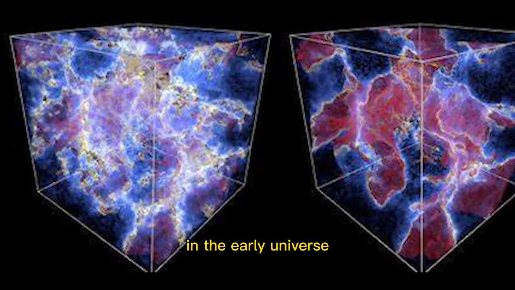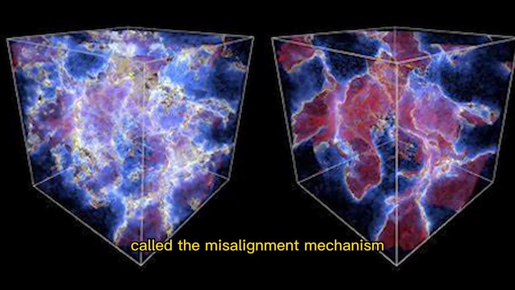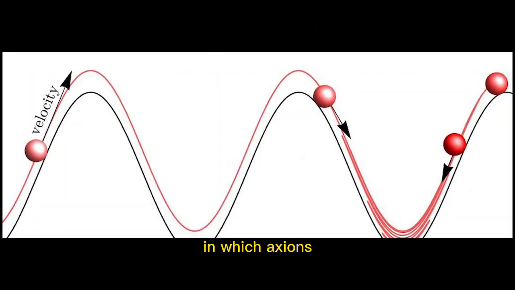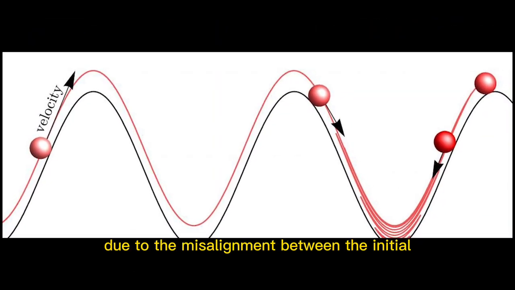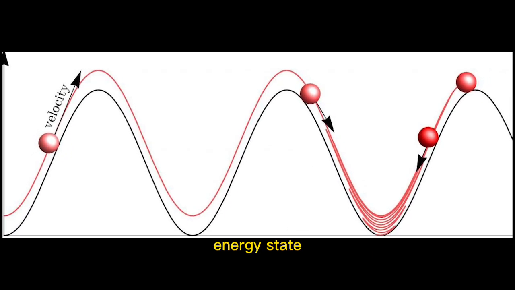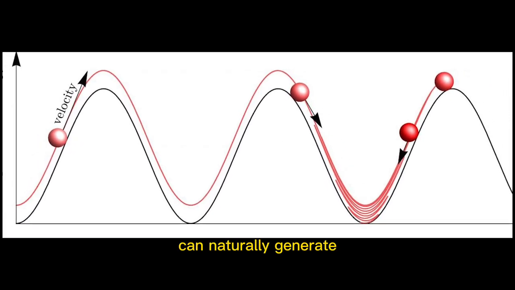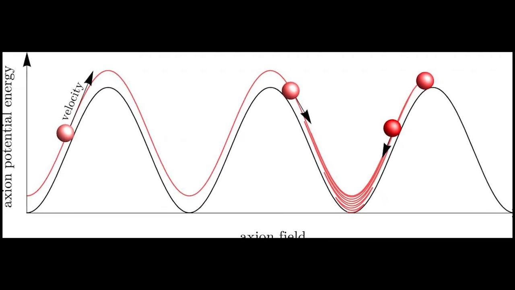Axions can be produced in the early universe through a non-thermal process called the misalignment mechanism, in which axions are created due to the misalignment between the initial axion field and its minimum energy state. This mechanism can naturally generate the observed dark matter density.